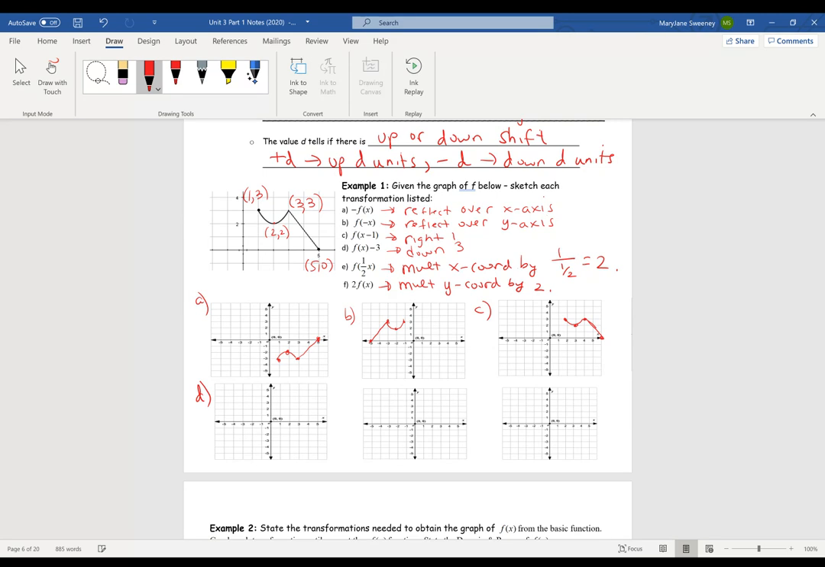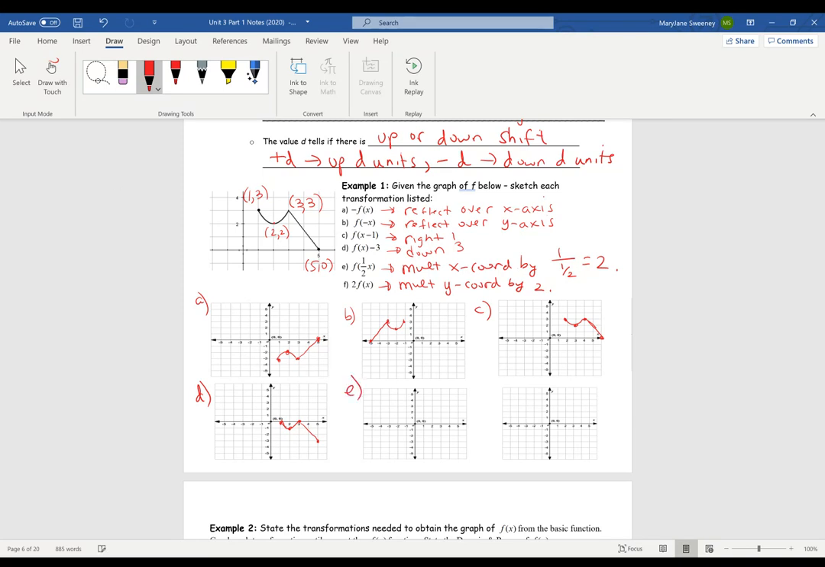For D, down 3. So we're basically subtracting 3 off of the y coordinates. So 1, 3 goes to 1, 0. 3, 3 goes to 3, 0. 2, 2 goes to 2, -1. You're subtracting 3 off of the y coordinate. And 5, 0, we're going to go to 5, -3. Again, subtracting 3 off of the y coordinate.